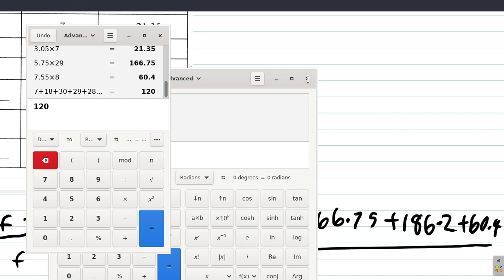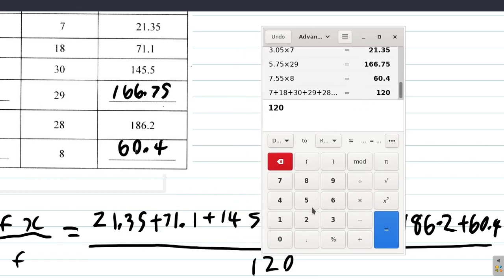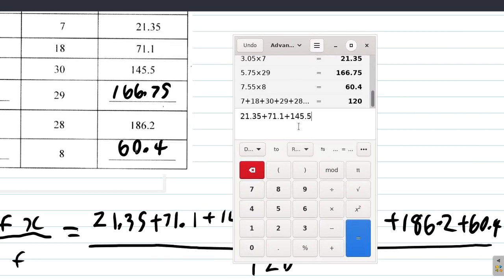So here now, what we have is 21.35 plus 71.1 plus 145.5 plus 166.75 plus 186.2 plus 60.4 equals 651.3.